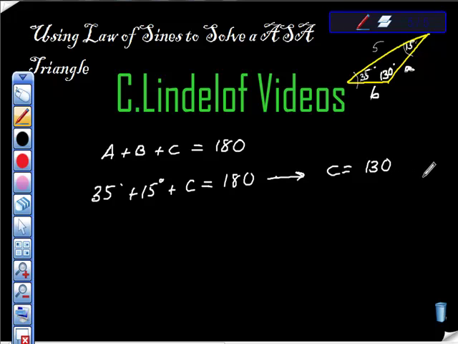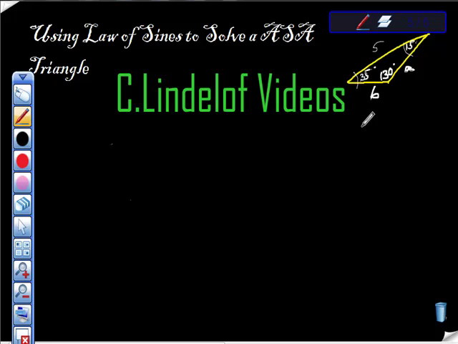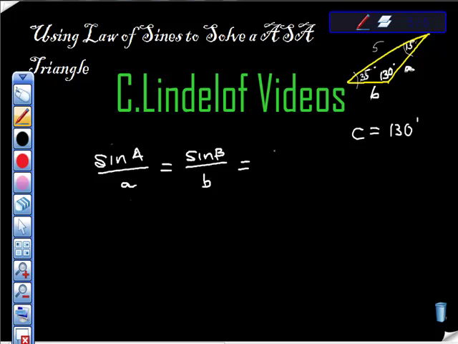Now we can go wherever you would like. So C equals 130 degrees was one of our questions. Let me remind you of the law of sines. The law of sines says that sine of angle A over side length A is equal to sine of angle B over side length B, which is also equal to sine of angle C over side length C. So I'm going to start filling in the blanks here.